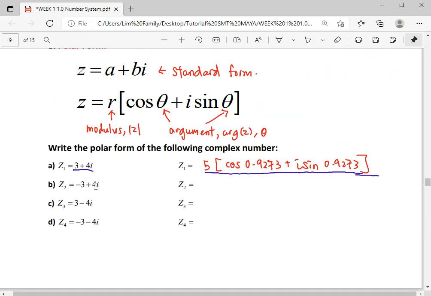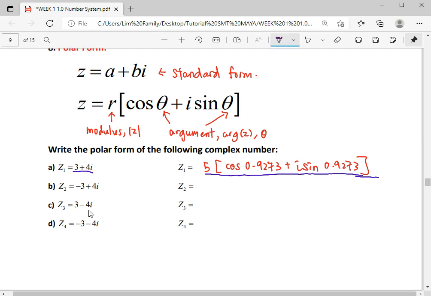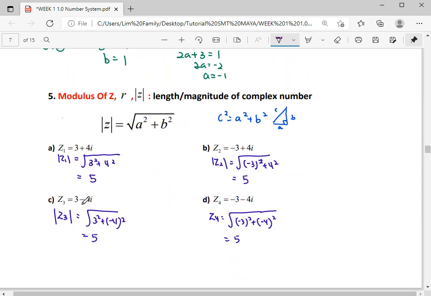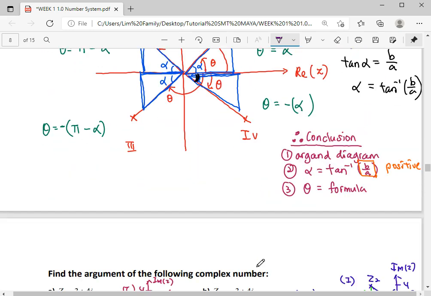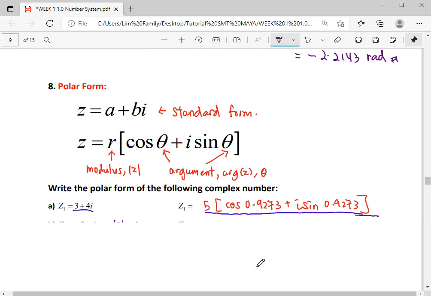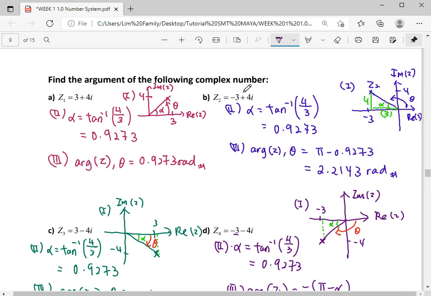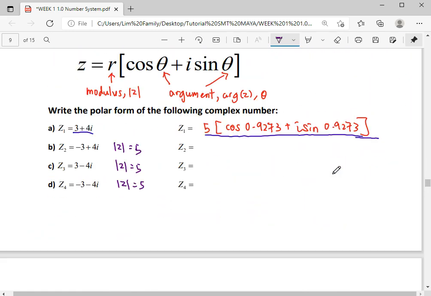So just now, for negative 3 plus 4i, all the modulus is, as we remember just now, 5. This complex number also 5, this one also 5, correct or not? You can double check. 3 plus 4i is 5, 3 minus 4i is 5, negative 3 plus 4i, negative 3 minus 4i, 5. But the argument is different. So what is the argument for negative 3 plus 4i? It is 2.2143. So 5 in bracket cos 2.2143 plus i sine 2.2143. If I want to put brackets, it also can, because this does not affect anything.